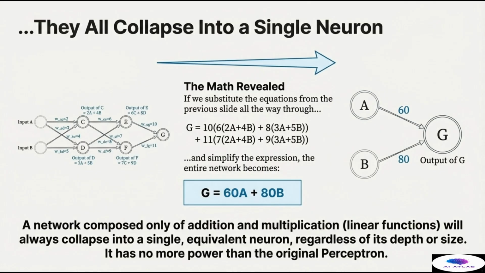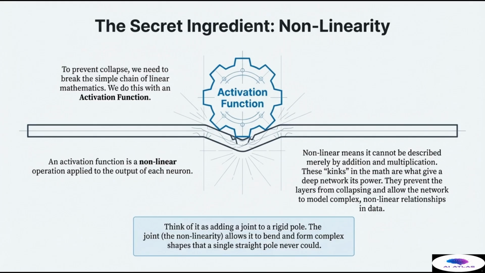the complex, multi-layered equation simplifies dramatically into G equals 60A plus 80B. This entire three-layer, 5-neuron network is mathematically identical to a single, simple perceptron receiving inputs A and B with weights of 60 and 80, respectively. The depth adds no computational advantage. This is why multi-layer neural networks failed during the first AI winter. Without the ability to model nonlinear relationships, they simply collapsed into their simplest, linear form, possessing no more power than the original limited perceptron. This brings us to the secret ingredient: nonlinearity.